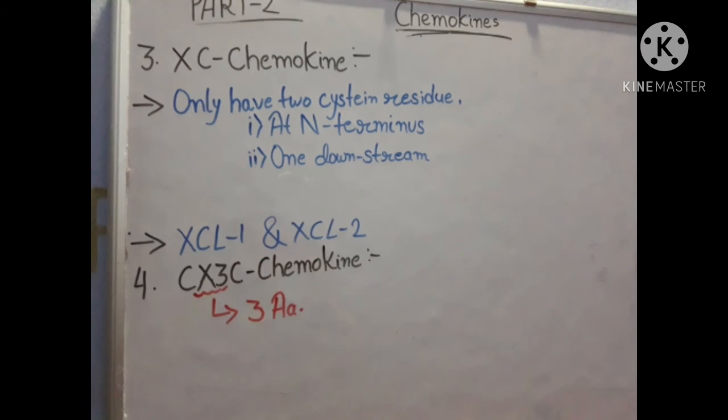The fourth and last group is CX3C chemokine. The members of this group have two cysteines at the N terminus like the CXC chemokines and CC chemokines, but they are separated by three amino acids, which is denoted as X3.